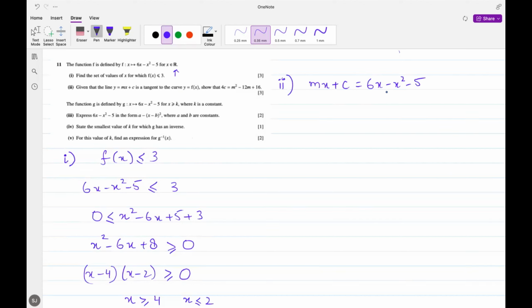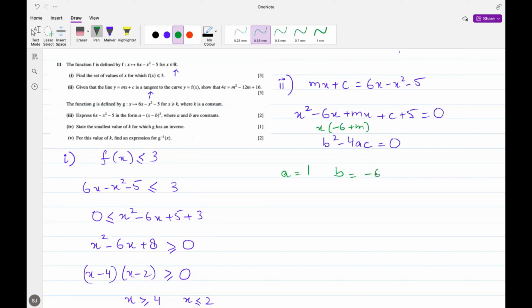Now, bringing the terms on the right hand side to the left hand side, we'll write the equation as x squared minus 6x plus mx plus c plus 5 equals 0. Now, as we know it is a tangent, it means that the discriminant b squared minus 4ac will be equal to 0, as there is only one point of intersection. From the equation, we can say that the value of a is 1. For b, taking x common over here, we'll get minus 6 plus m. So we can write b equals minus 6 plus m.